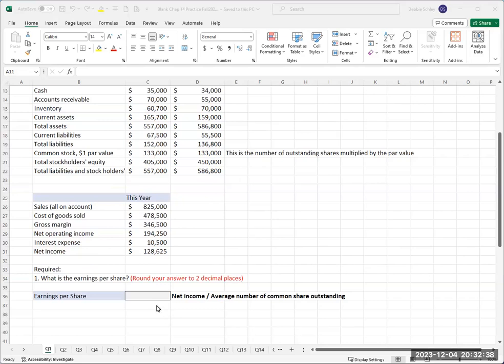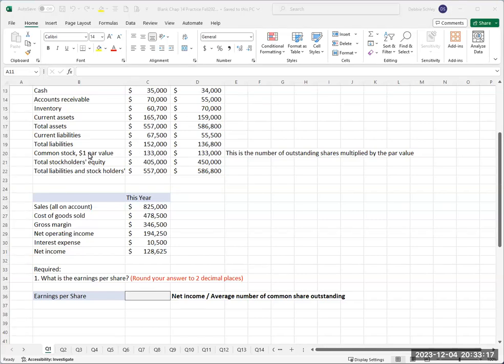Okay, so earnings per share is net income divided by average number of common shares outstanding. Now, normally, to come up with the number of shares, I would take the par value and take this balance and divide it by what? The par value. Because the par value is 1, and because the amount is the same for both years, if I add these two together, divide by 2, and then divide by 1, I'm still going to get 133,000.